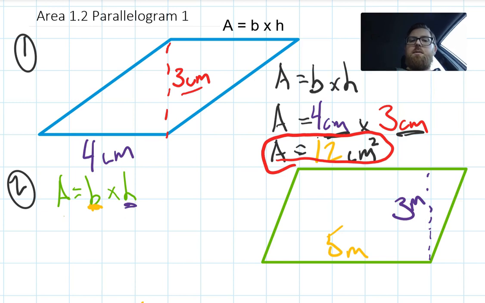So what I'm going to do is rewrite the equation here. Here I have area equals, and then I have base, which is my 5 meters, times my height, which is 3 meters.